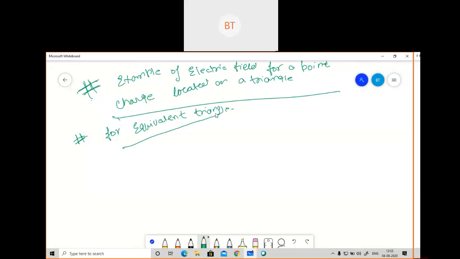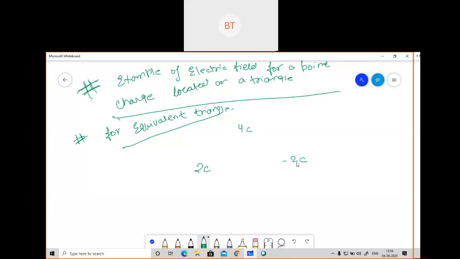So I'll give an example and I'll solve it for you. And if you have any doubt, you can ask me. Suppose there is an equilateral triangle and it has three vertices. Suppose a 4 coulomb charge is here, a 2 coulomb charge is here, and here I can say a minus 2 coulomb charge.